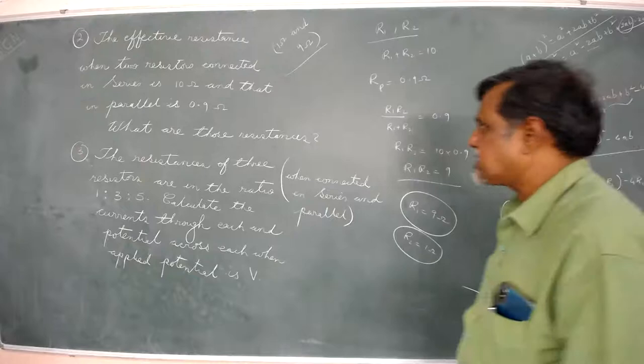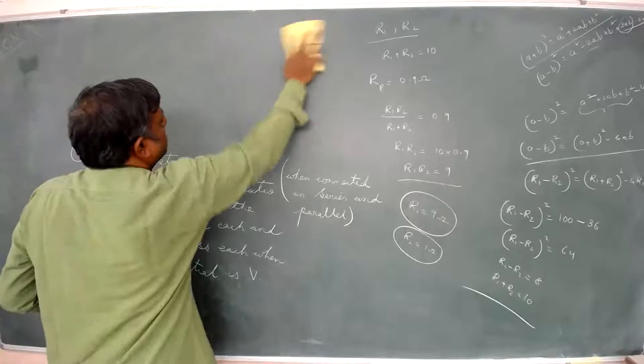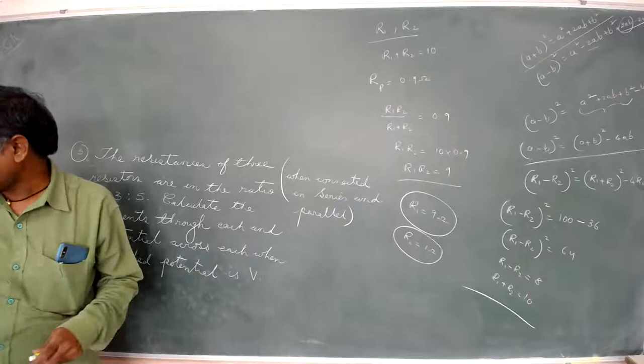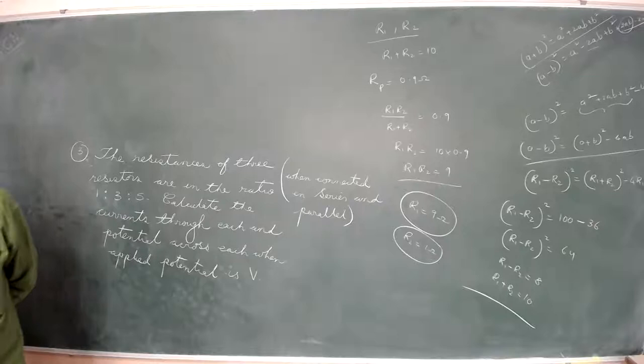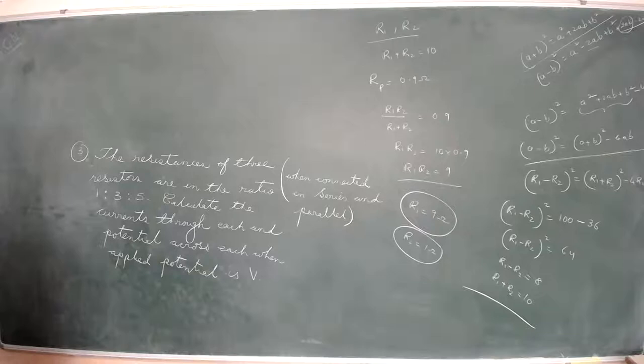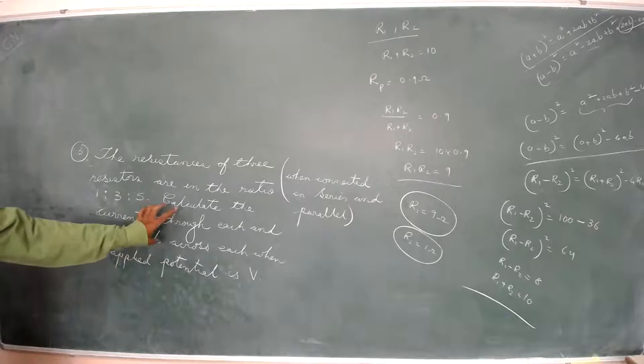Now, the third problem. There are three resistors whose resistances are given in the ratio 1 is to 3 is to 5. These three resistors are first connected in series. In the series connection, you need to calculate the current passing through each resistor, and also the potential across each resistor. Later, these three are connected in parallel. In the parallel connection, again find the current passing through each and the potential across each. Many things you have to find in this single problem.